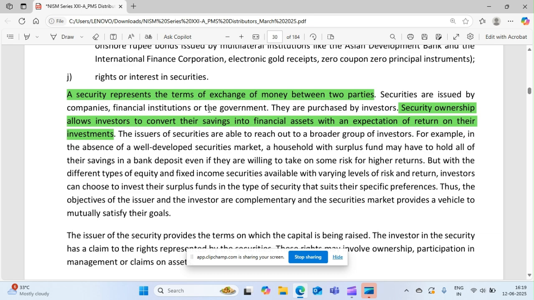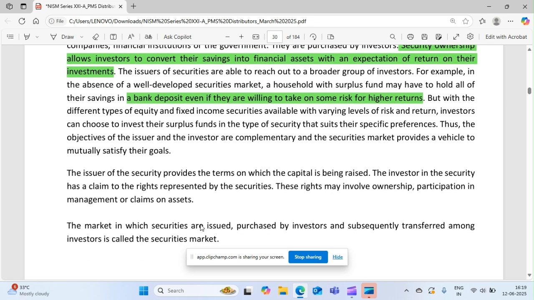So what happens is that if there are issuers, they are able to reach a broad group of investors through this securities market. In the absence of a well-developed securities market, a household with surplus funds may have to hold all their savings in bank deposits, right? So basically, securities market is taking you beyond all this. They are giving you the option to invest beyond bank deposits, correct? But with different types of equity and fixed income securities available with varying levels of risk and return, investors can choose to invest their surplus funds in the type of security that suits their specific preferences. This is very important, right? This is something that we all must know.